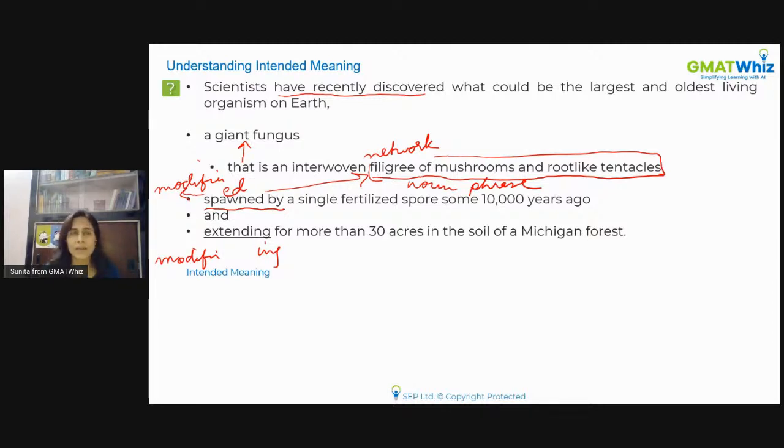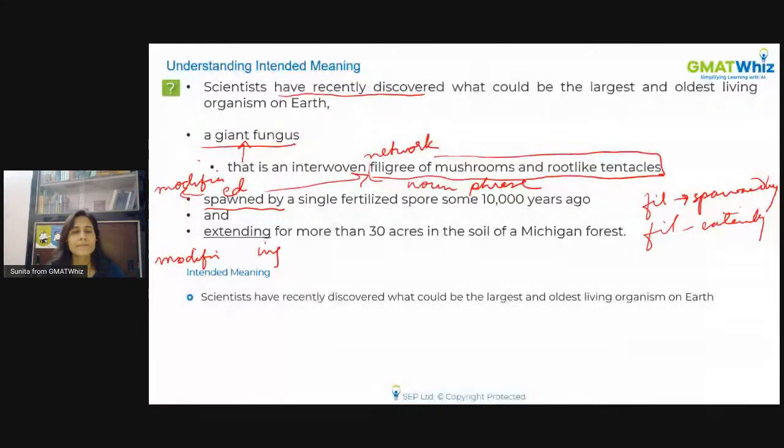So what we are really saying here is that scientists have recently discovered a giant fungus. And then we have lots of modifiers. This giant fungus is an interwoven network, and the network is generated or produced by something, and the network is extending for more than. So this is the filigree spawned by this, the filigree extending. What we mean to say is the filigree spawned by, and the filigree, that is a network, extending, since it is still present. So all in all, if I need to take out the meaning: scientists have recently discovered what could be the largest and oldest living organism. It makes sense: largest means extending for more than 30 acres, and spawned some 10,000 years ago is oldest. So this organism is a giant fungus.